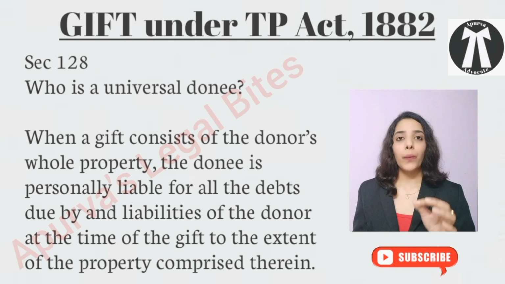Okay. Now, Section 128. Universal donee. He is a person to whom all the properties of the donor have been given, and he shall be liable for all the debts due and the liabilities of the donor at the time of the gift.